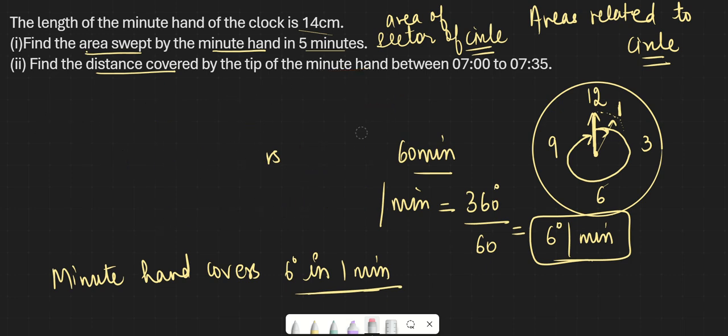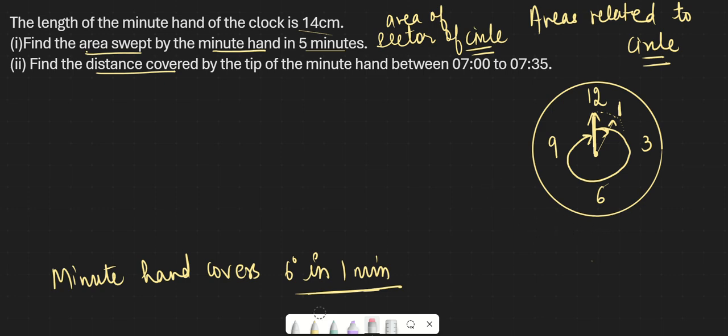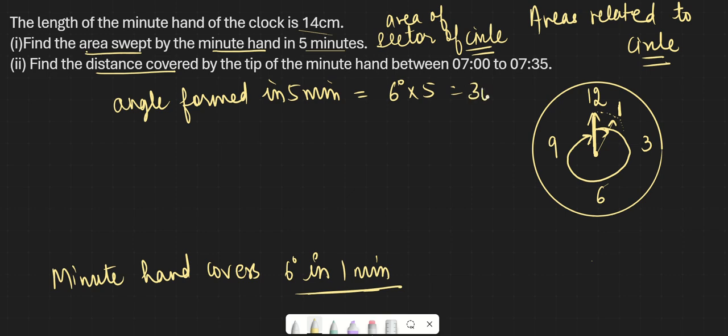If I need to find the area swept by the minute hand in 5 minutes, how much did the minute hand move in 1 minute? 6 degrees. So the angle formed by the minute hand in 5 minutes would be 6 degrees into 5. The angle is 30 degrees. So now for the formula, you have theta as 30 degrees.